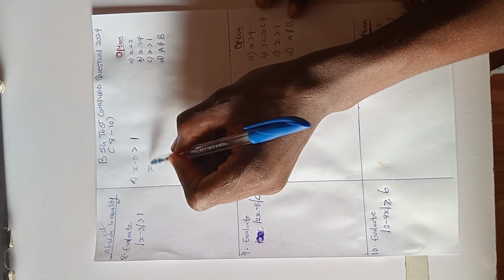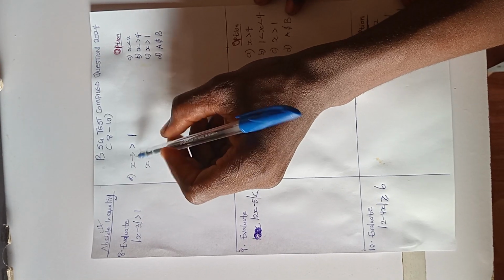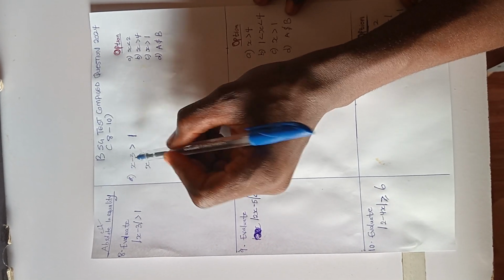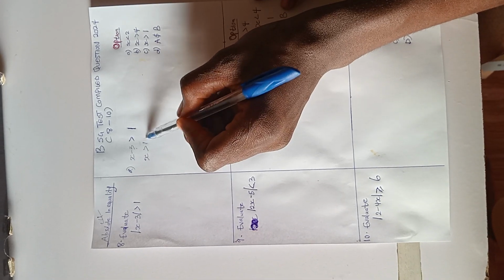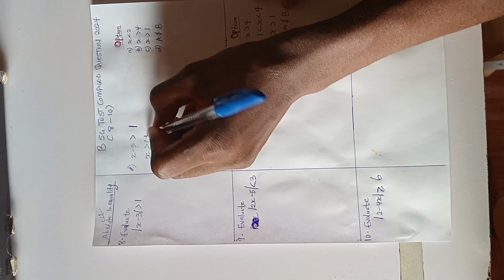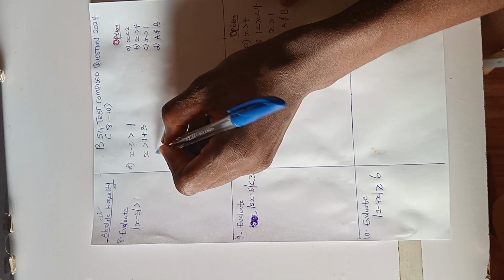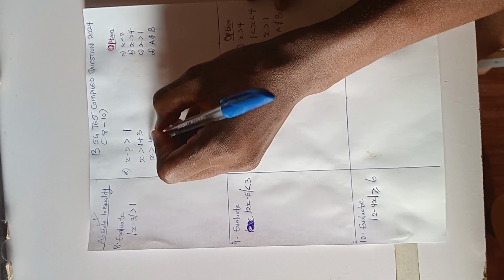Then you will solve normally. x minus 3 greater than 1, collect like terms. 1 and 3 are both numbers. So when you carry the 3 to the other side, it's going to be 1 plus 3. So x will now be greater than 4.